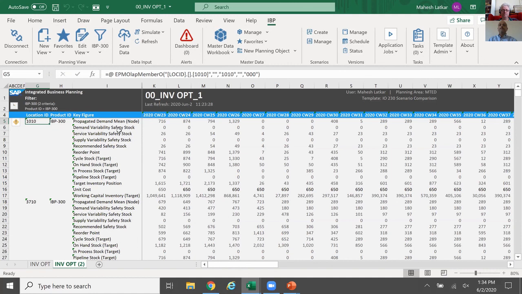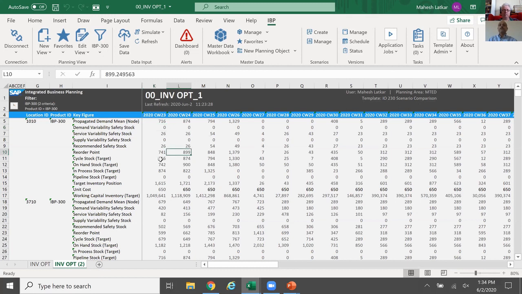You can see here there are different types of variabilities. As we spoke earlier, you can see this recommended safety stock. This is occurring due to which variability? Here you will see only service variability is there, so this safety stock is due to service variability. Okay, so there is no demand variability because we don't have any demand or forecast at the manufacturing location.